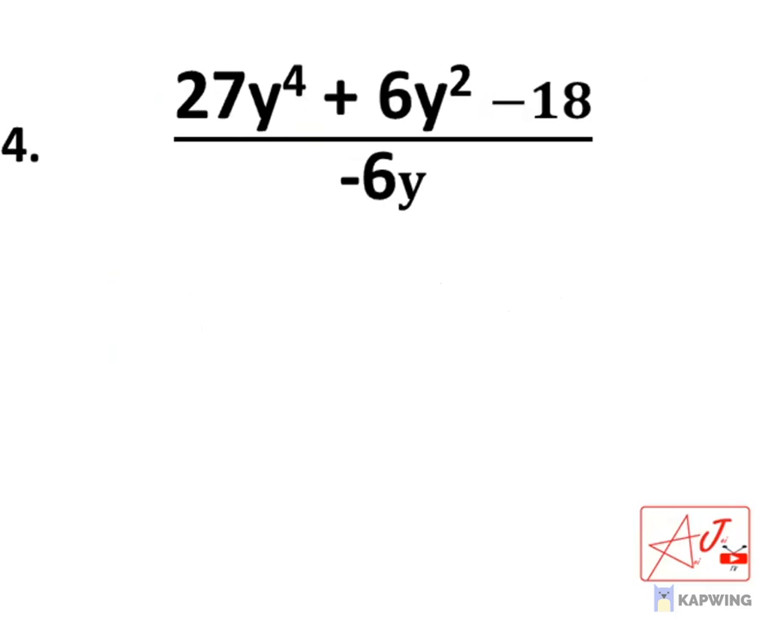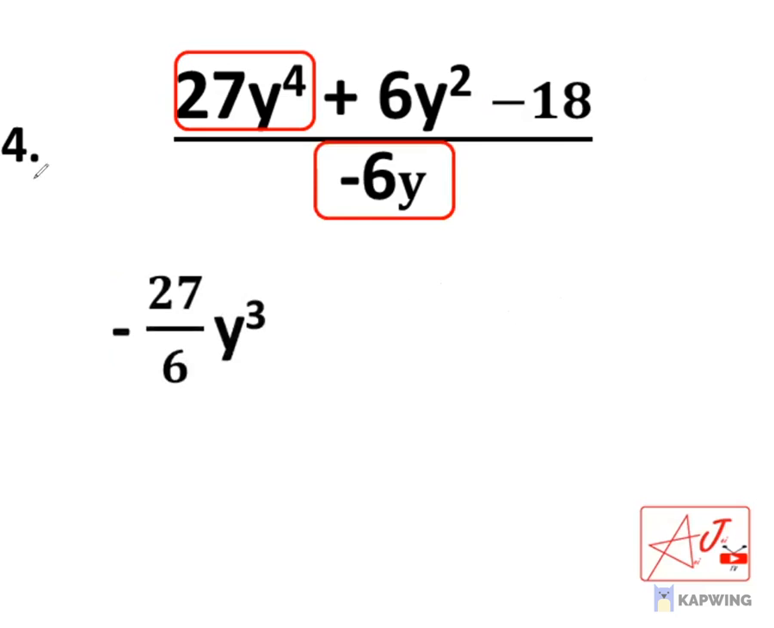Next, we have 27y to the fourth plus 6y squared minus 18 divided by negative 6y. Ganun pa rin. Isa-isahin natin. So, si 27y to the fourth at saka si negative 6y. Yan, isang positive, isang negative. Ibig sabihin ang answer natin ay negative. So, hindi po pwedeng i-divide si 27 at si negative 6. So, hindi po siya exact yung sagot.